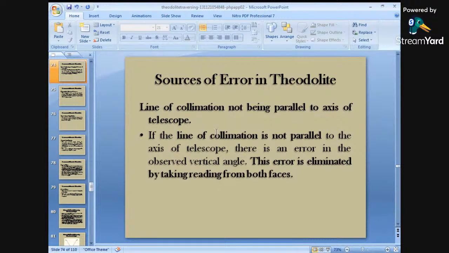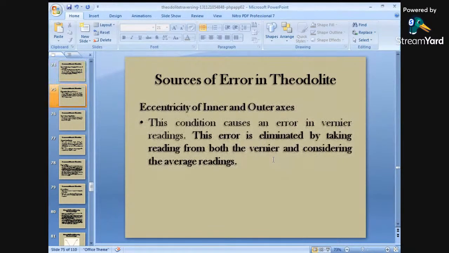Then there can be line of collimation not being parallel to the axis of the telescope. If the line of collimation is not parallel to the axis of the telescope, there is an error in the observed vertical angle. So this error is eliminated by taking reading from both the faces. So you have to take reading from both the faces and take the average of these two values. Okay, that will give you the correct answer.